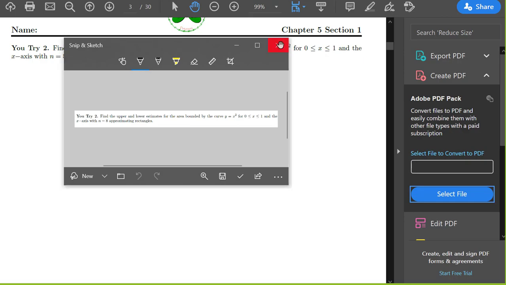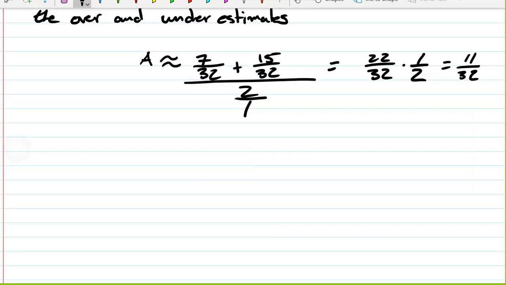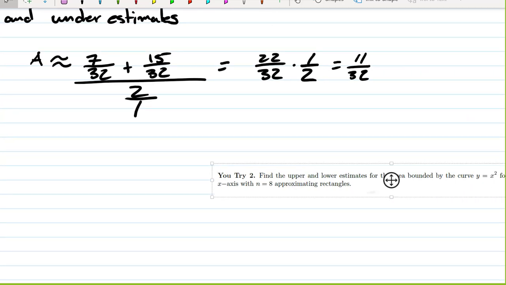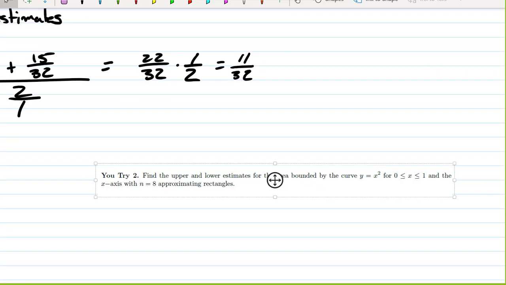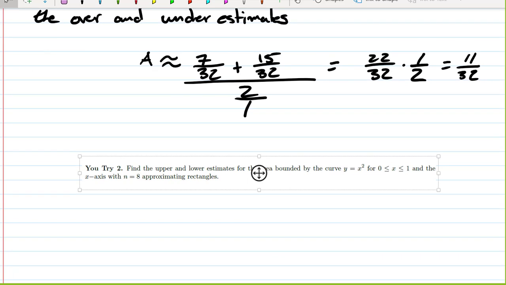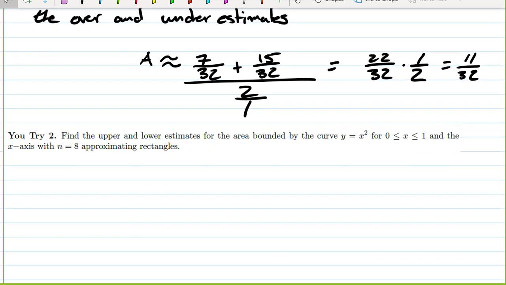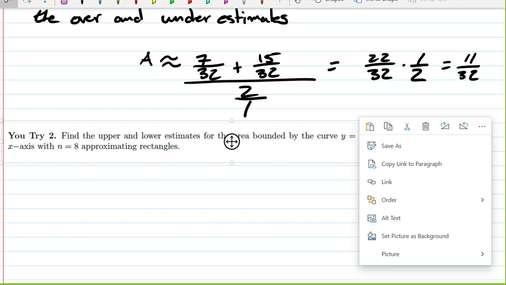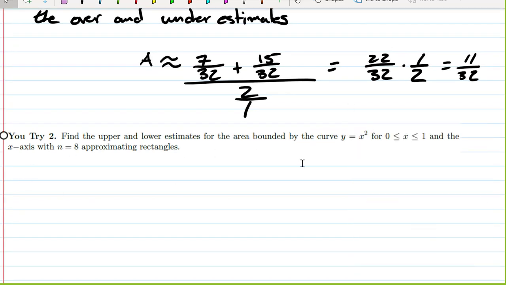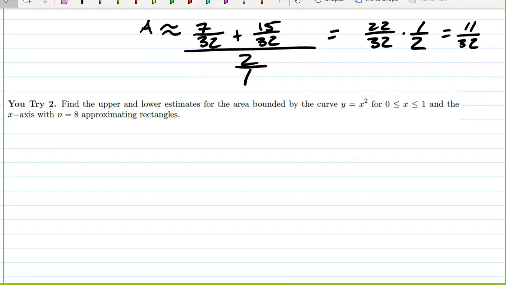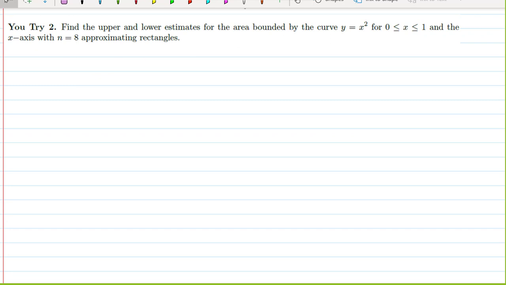So we're going to work pretty much the same problem, but this time, instead of using 4 approximating rectangles, you've been asked to find an upper and lower estimate for the same graph, but this time we want to use 8 approximating rectangles. All right, well, let's go ahead and take a look at our U-try.